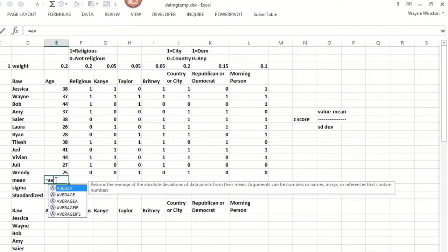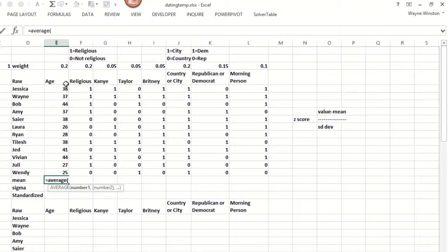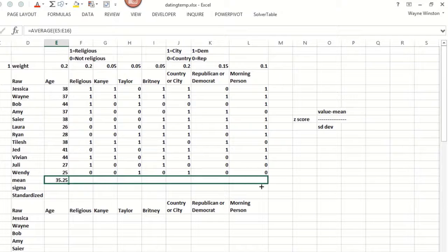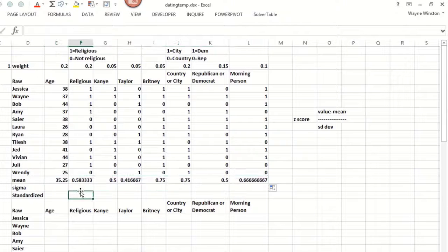Okay, so we need to find the mean of each of these to do the standardization. So what's the average age? It's 35. And then we have the average on all these things. So the people, slightly more than half of them are religious. 3/4 of them like Britney Spears. Well, that surprises me, although she's been doing well lately. I hope her life continues to stay together.